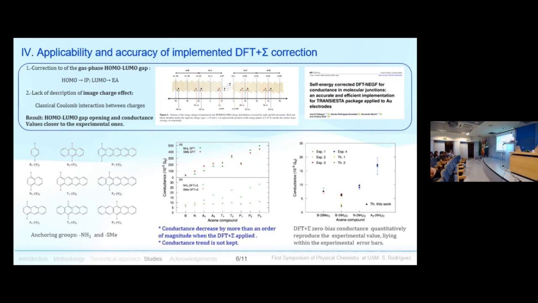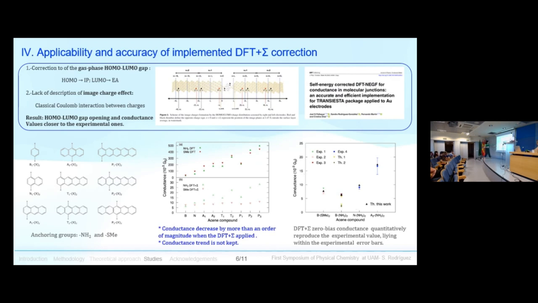Okay, so for that we computed the transmission function without correction and with correction for both series of systems. The main difference is that the conductance, when we apply the correction, is reduced by more than one order of magnitude with respect to the use of the DFT non-equilibrium function without correction. The second important thing is that the strength that we obtain without applying the correction is basically the same for the two groups of molecules. But when we apply the correction, this trend is broken.